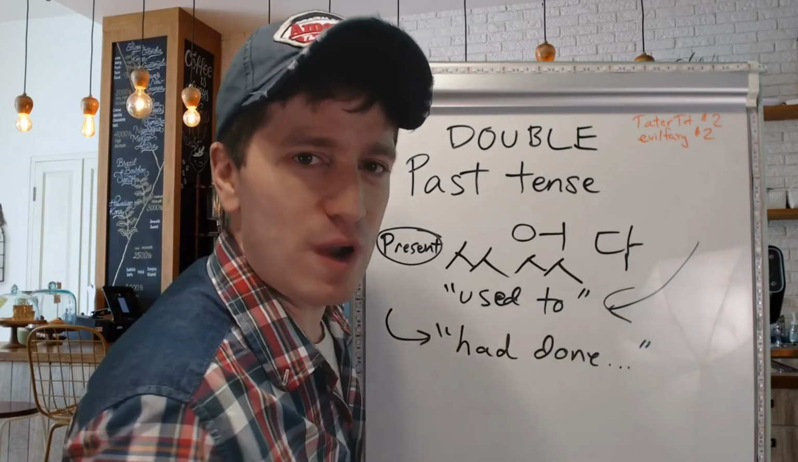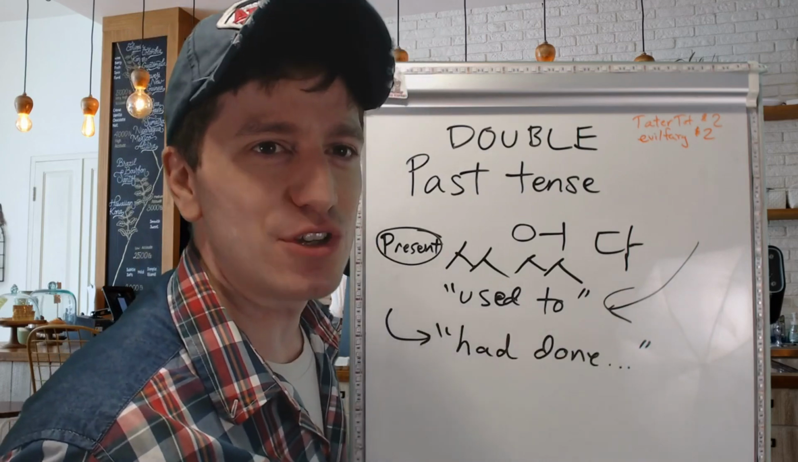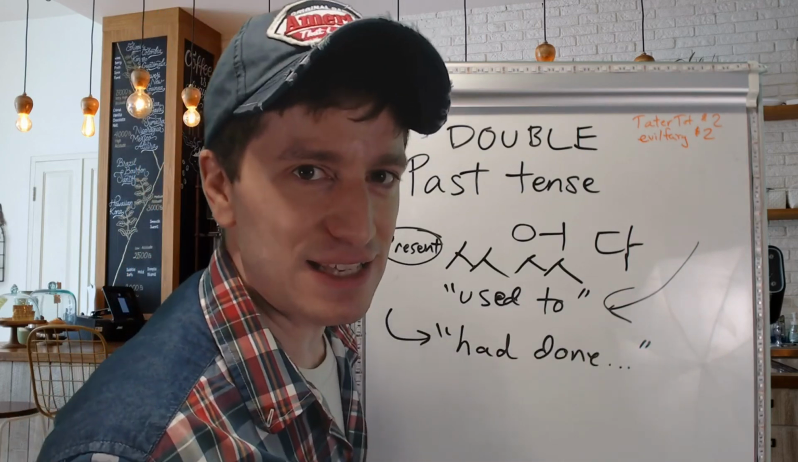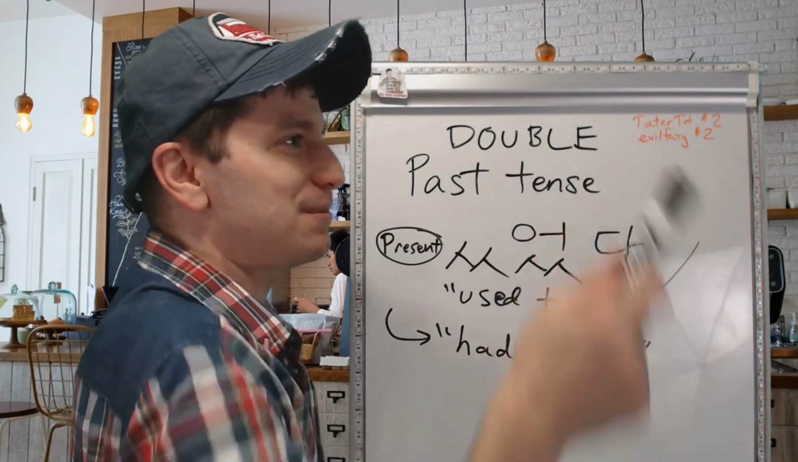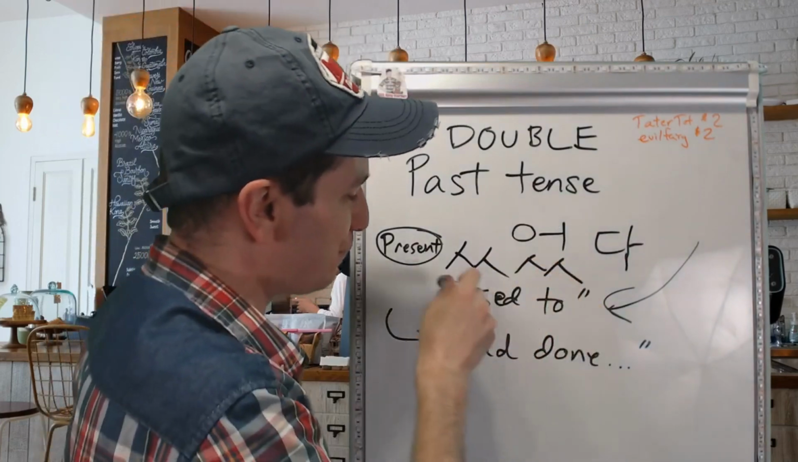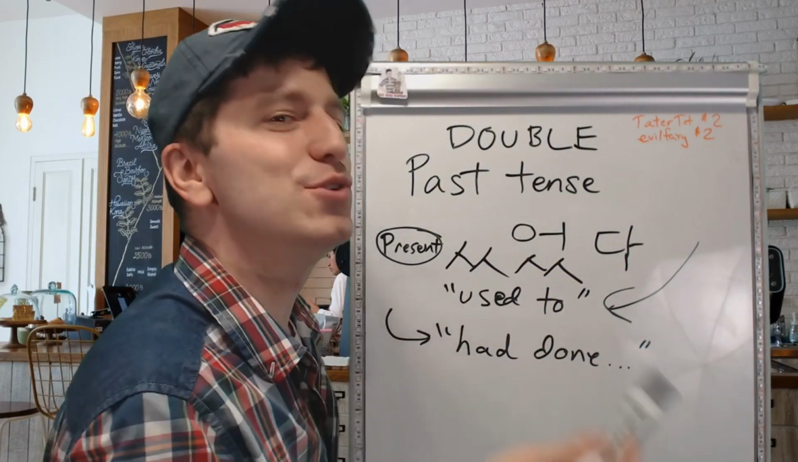Koreans don't go out of their way to use a special form when they say they used to do something. They simply use the double past tense to show that it's not just past, but it's really past, right? Not just that I did something, but I had done something. So this is the form Korean people use when they say I used to do anything.